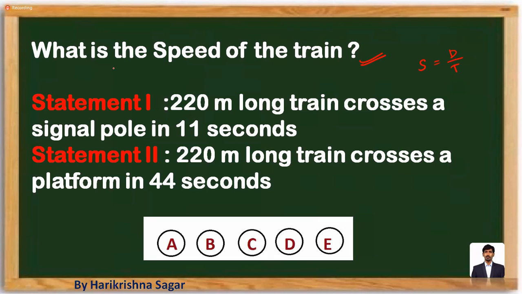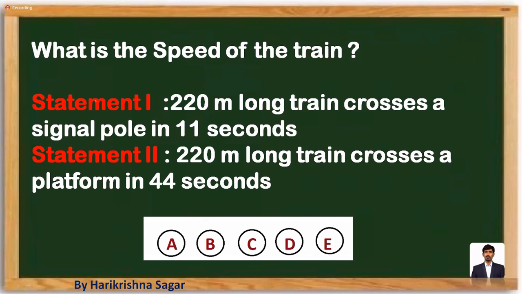So as per the given data, what is the speed of the train? Speed is given as distance by time. The first piece of information: a 220 meters long train crosses a signal pole in 11 seconds. The second piece of information: a 220 meters long train crosses a platform in 44 seconds.